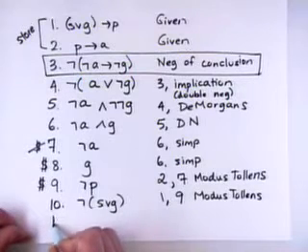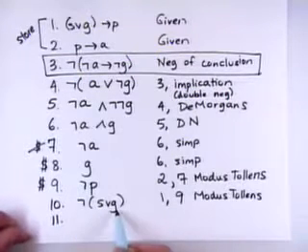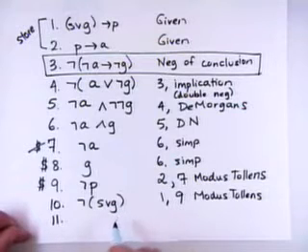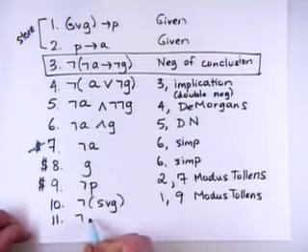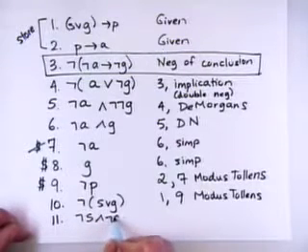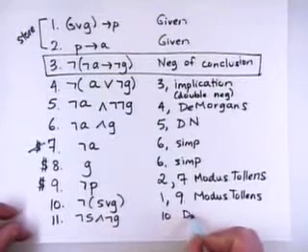Okay, so now 11, again, anytime you get something in a proof by contradiction, you want to do De Morgan's and simplification if it has a not on the outside. Okay, so let's do that with this. We get not S and not G with line 10 and De Morgan's.